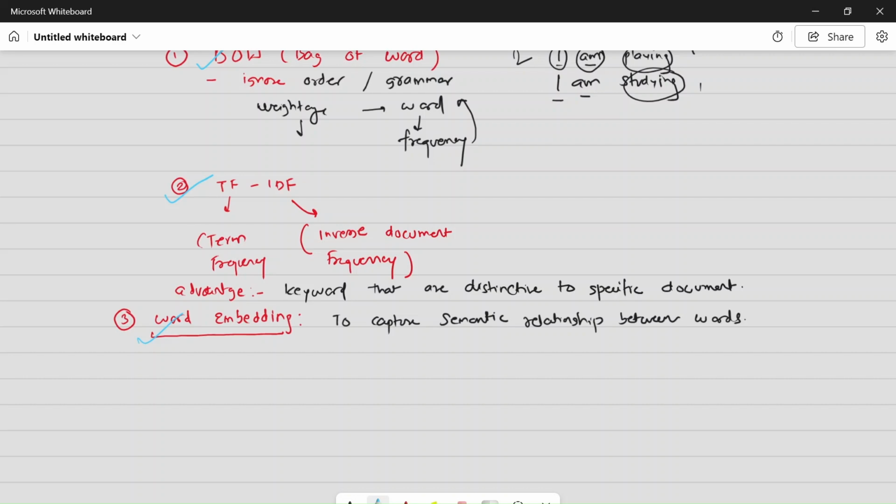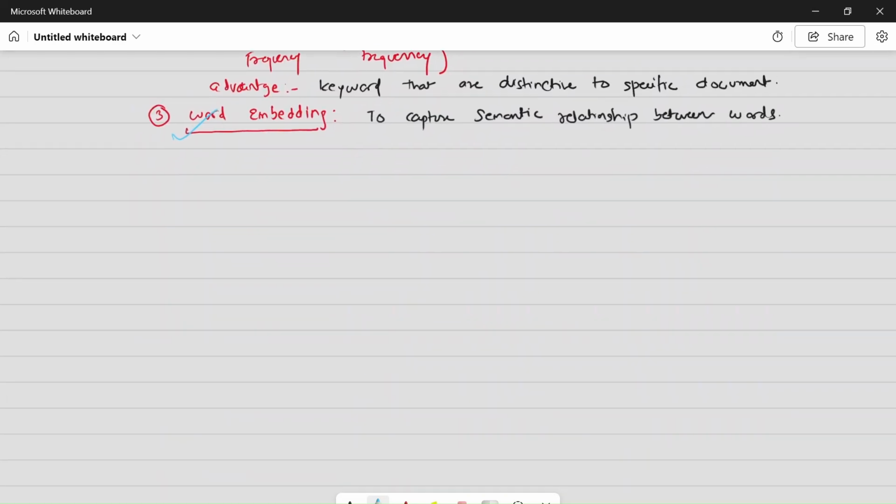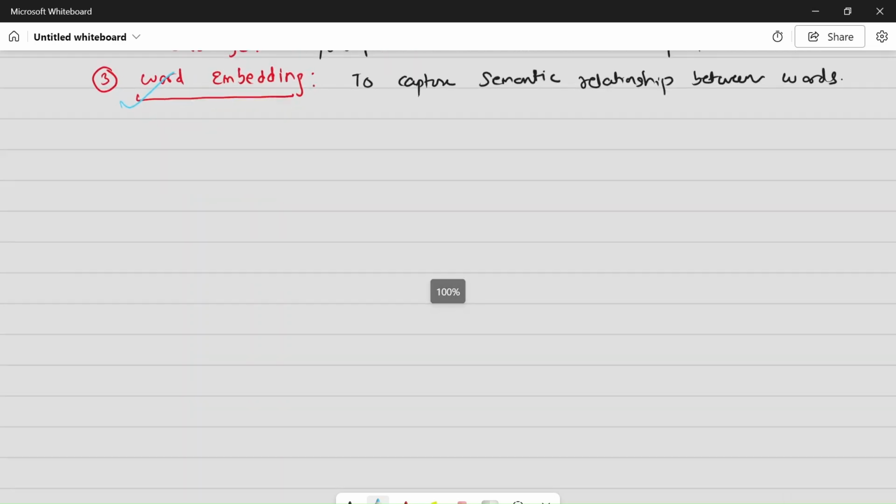Now, as there are multiple methods available, how can we select which one is the best? To select the best, we have to make a few considerations. So what are those considerations? The first consideration is simplicity versus complexity.